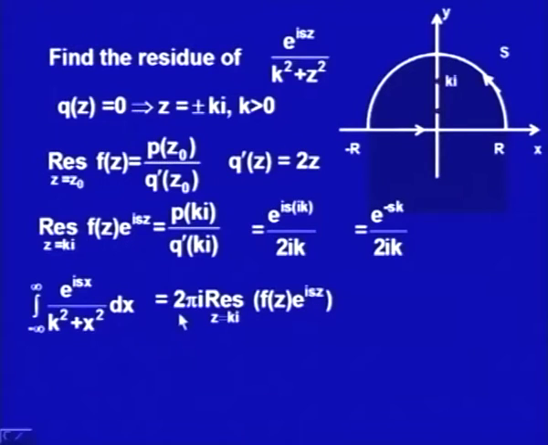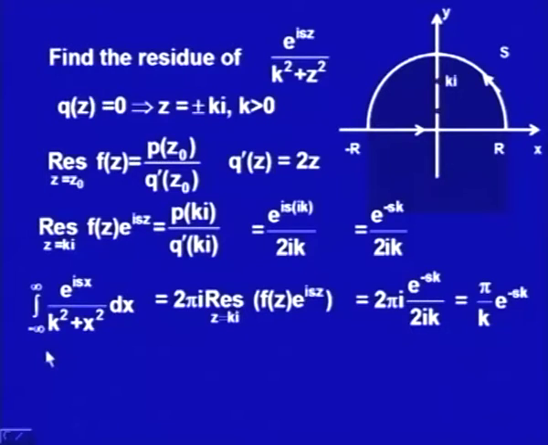This would be 2 pi i times the residue at k i of f(z) e to the power i s z. The residue of this one, which we had calculated, is e to the power minus s k upon 2 i k. So we just multiply it, that is 2 pi i into e to the power minus s k upon 2 i k. So the 2 i and 2 i cancel out, and we get pi by k e to the power minus s k.